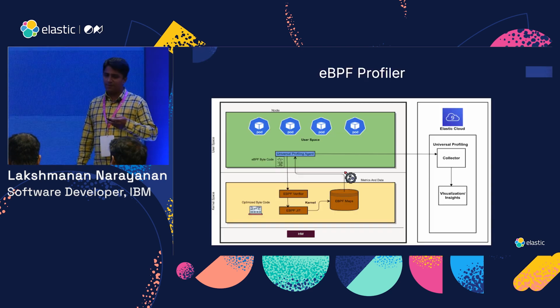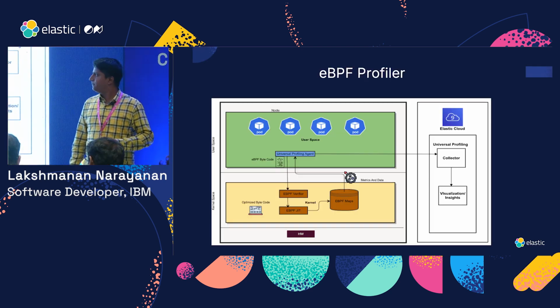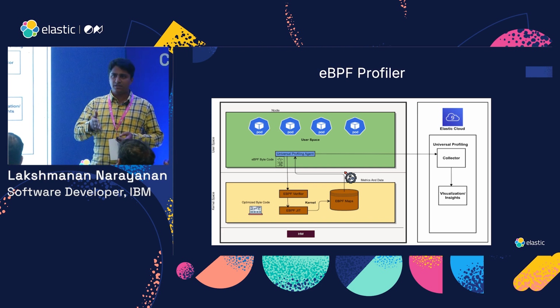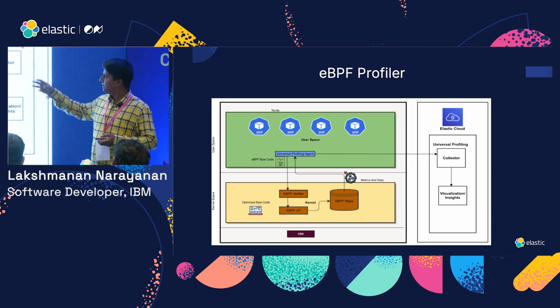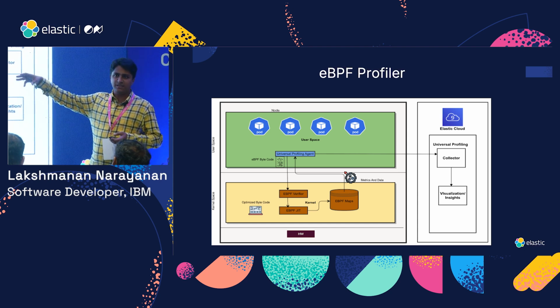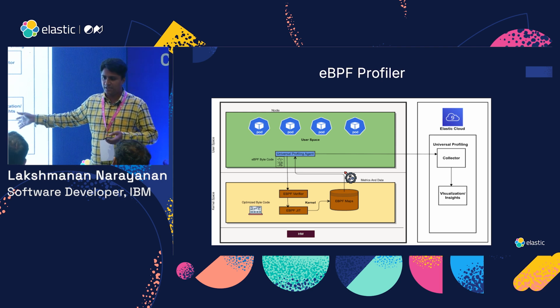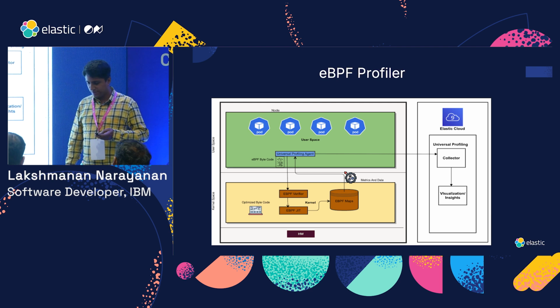So how is eBPF leveraged by universal profiling to collect the data? First, you need to have an Elasticsearch account. In that, you need to configure the universal profiling. A collector will be hosted in the cloud, where all the metrics data will be collected. Then there will be a visualization available separately. You can go and see all the data. We will go to that later.